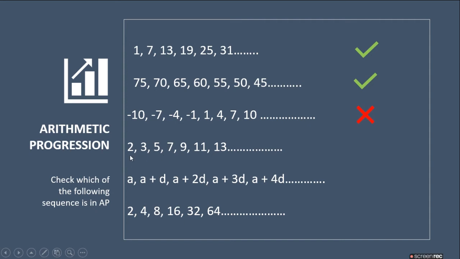Next question is 2, 3, 5, 7, 9, 11, 13, etc. The difference is 3 minus 2 equal to 1, 5 minus 3 equal to 2, so it is not in the AP.